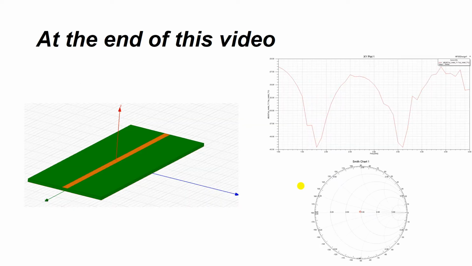So at the end of the video, you will get familiar with how to make a microstrip structure like this in HFSS, and at the end, we see how we can plot the results in XY plane, the frequency domain, or on the Smith chart.